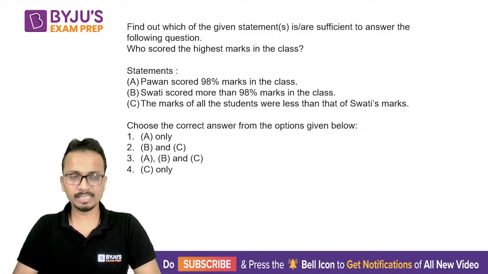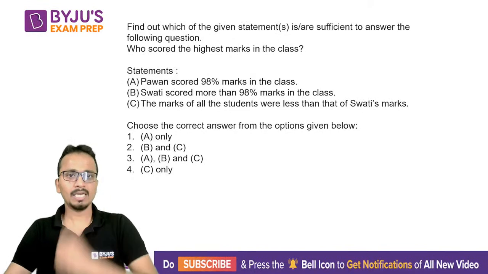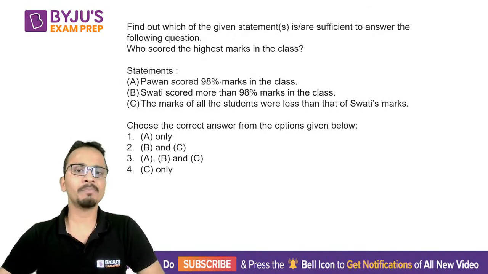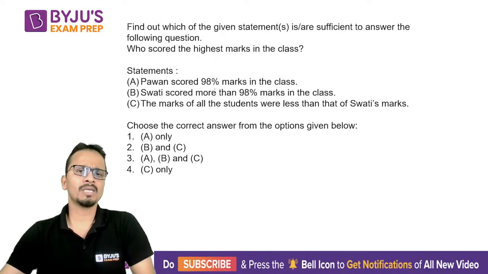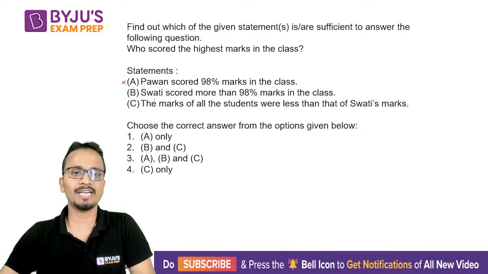All right, nice. People have already started giving the answer, and I am having a feeling that all of you are absolutely correct. Okay, let's look at it. Now I need to find out who scored the highest marks. So statement A, Pawan scored 98% marks. So there can be someone who would have scored above Pawan. So statement A is not sufficient at all.